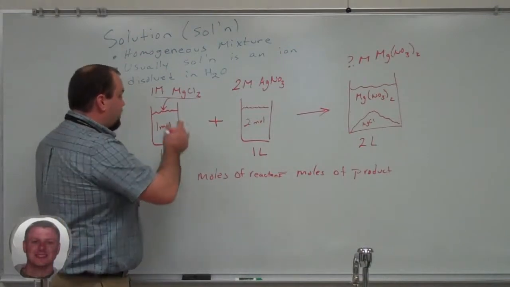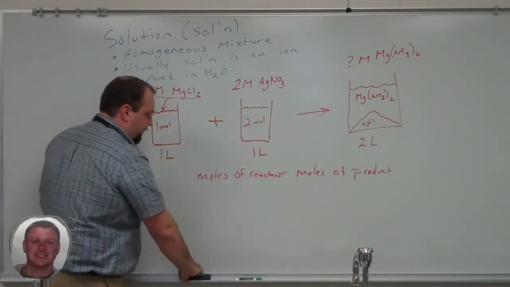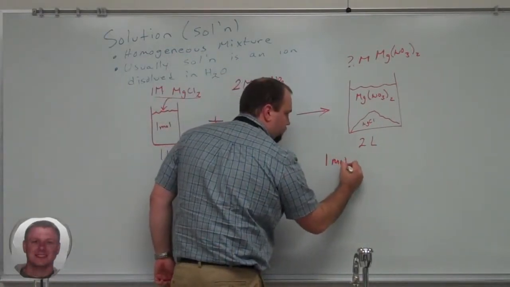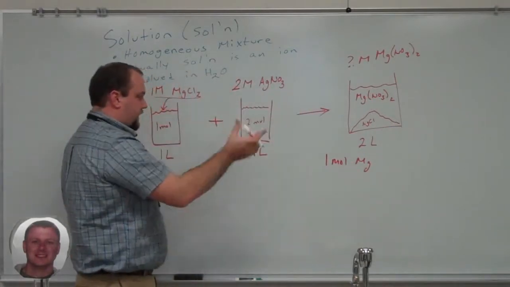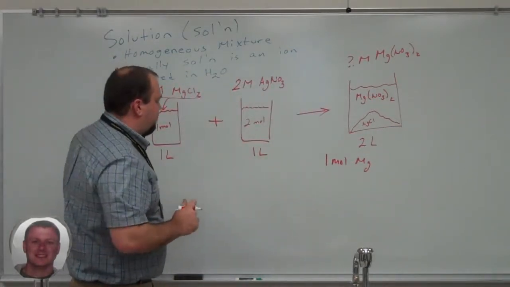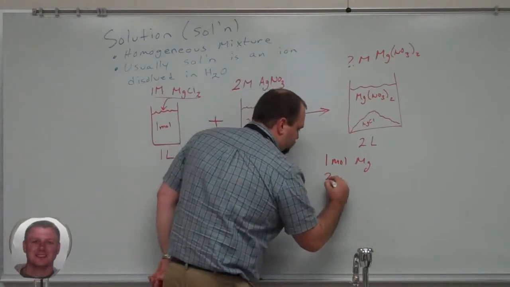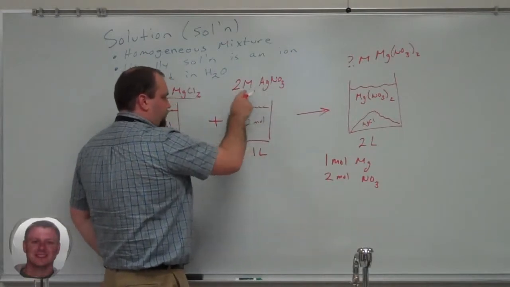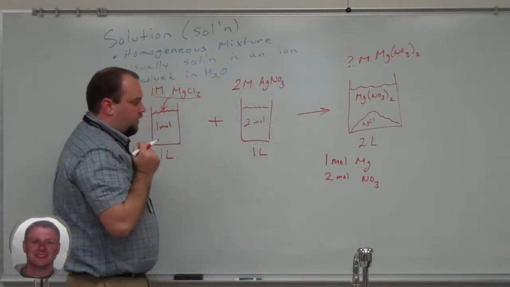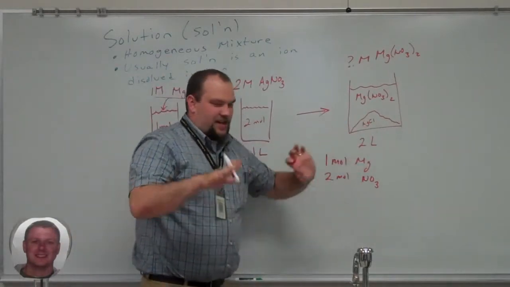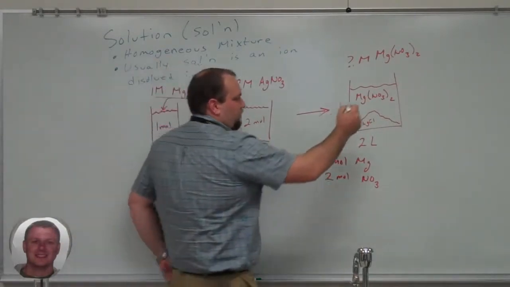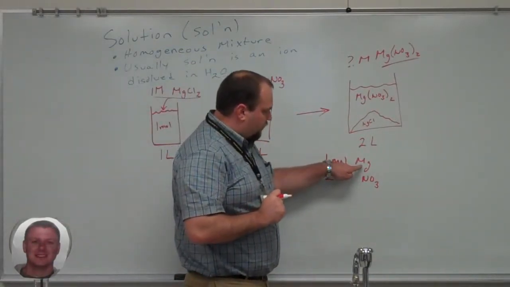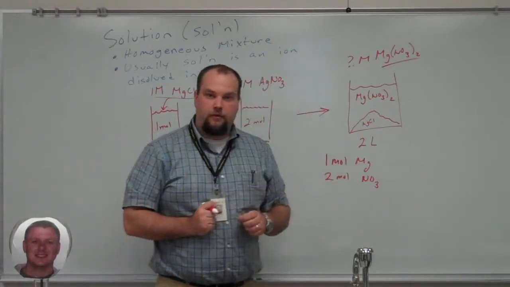Okay. So I know that I have 1 mole of Mg. And I have 1 mole of Mg on both sides. I know that I have 2 moles of NO3, because it's 2 molar NO3, 2 moles, right? We just talked about that. And I know what I have with Ag and Cl. I'm not going to list it because I'm not looking for that. I'm looking for MgNO3.